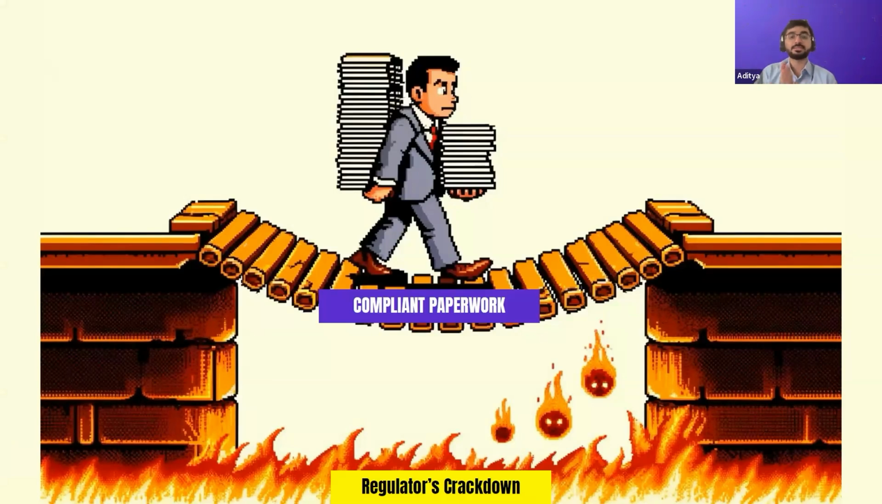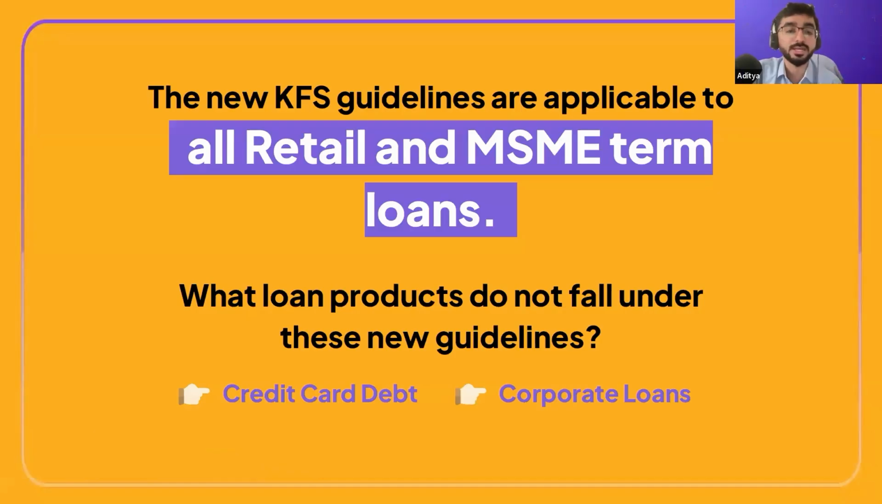With that out of the way, let's dive straight into the KFS rules. First, let's establish the guardrails of the KFS rules. Who exactly do these rules apply to? Quite simply, the RBI KFS rules apply to retail loan products and MSME loan products, term loans, that is. And this is there very explicitly in the rules. They do not apply to credit card products. There's a very specific exception carved out in the rules. And they don't apply to corporate loan products by virtue of only applying to retail and MSME loans.